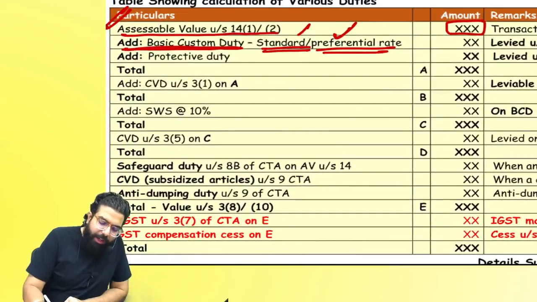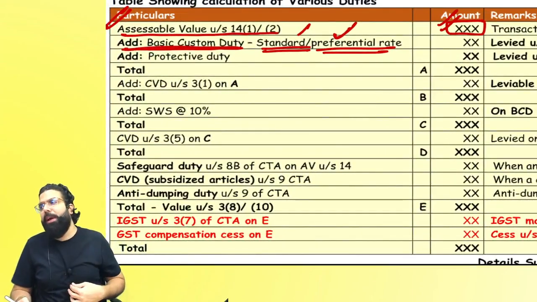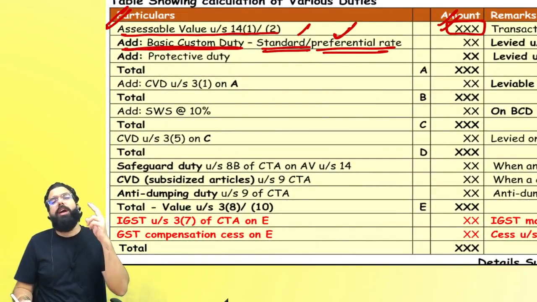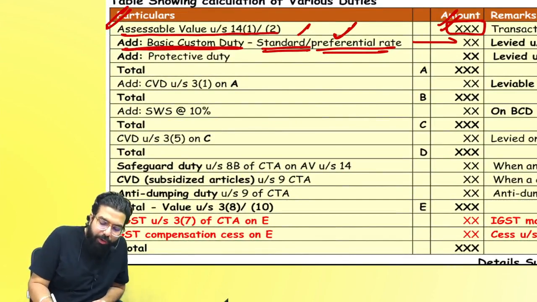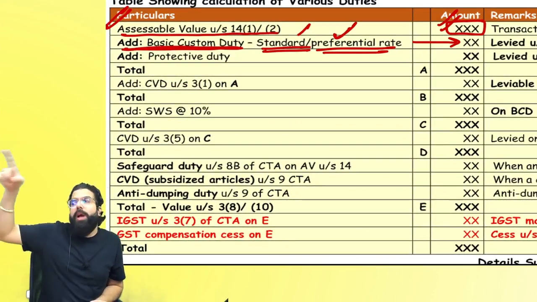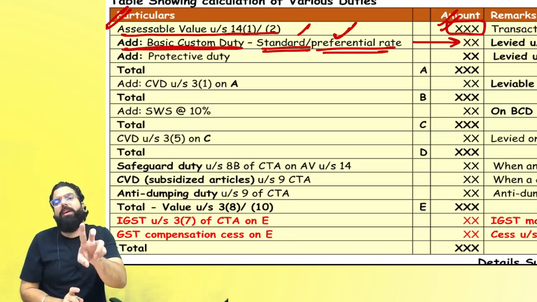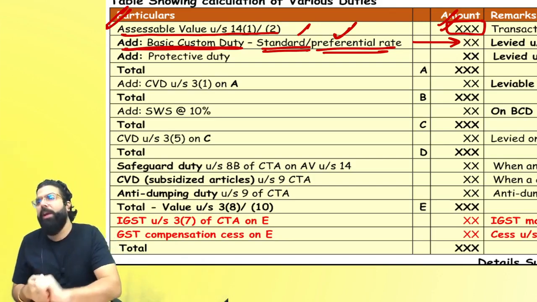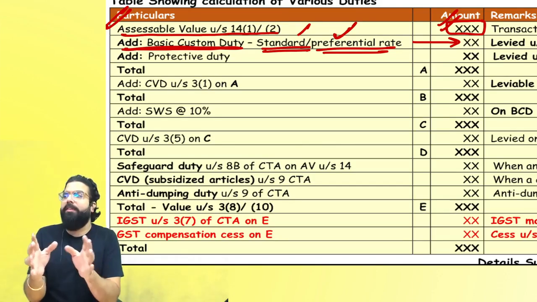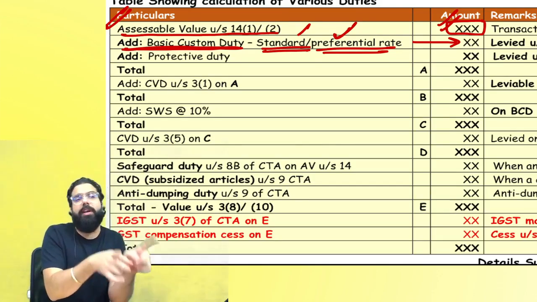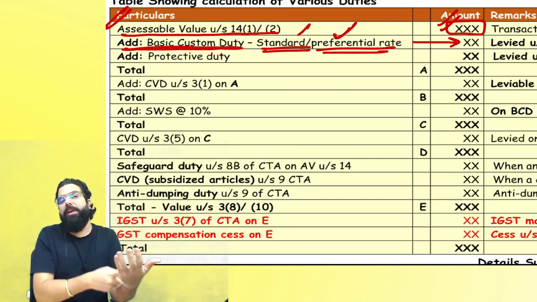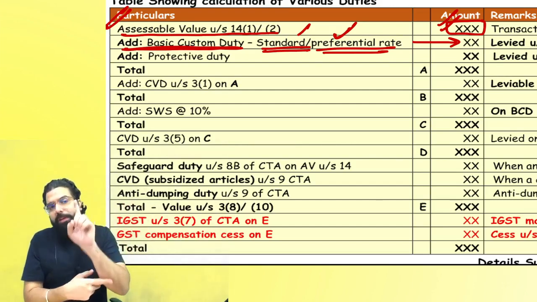Always remember one thing, you have found out the assessable value. On the assessable value, you have to charge. First is the basic custom duty which is levied under section number 12 of the Custom Act at the rate which is told in the Custom Tariff Act. Custom Tariff Act first schedule gives you basic custom duty and preferential rate of duty. Basic custom duty is always charged, only preferential rate of duty is not there. But preferential rate of duty will be given to you only if you make a specific claim.